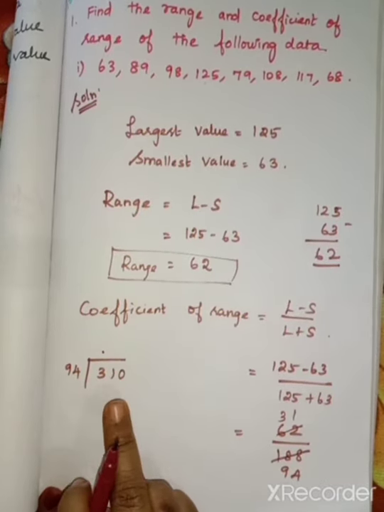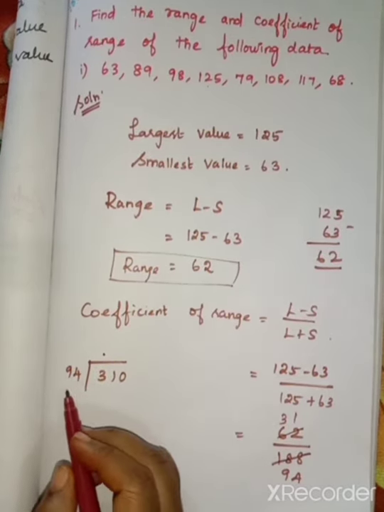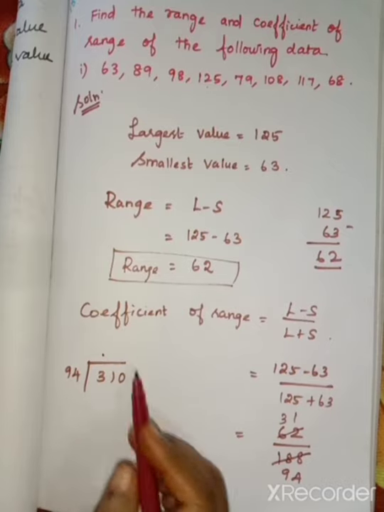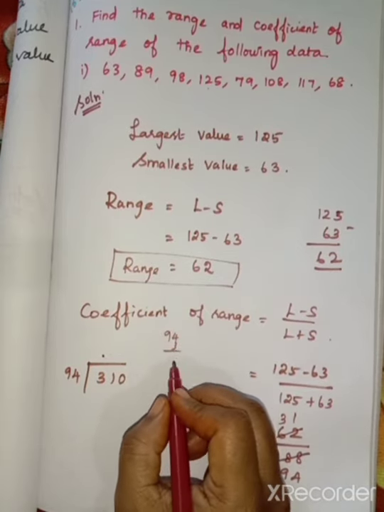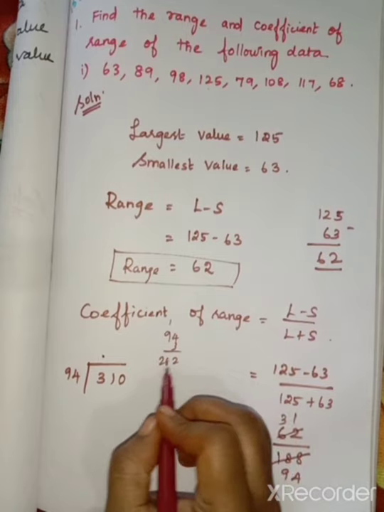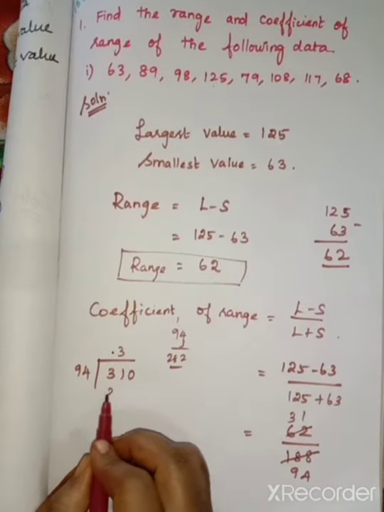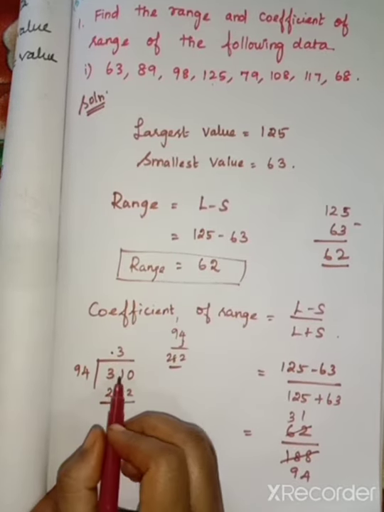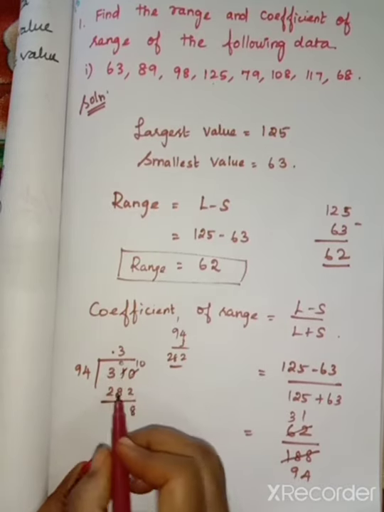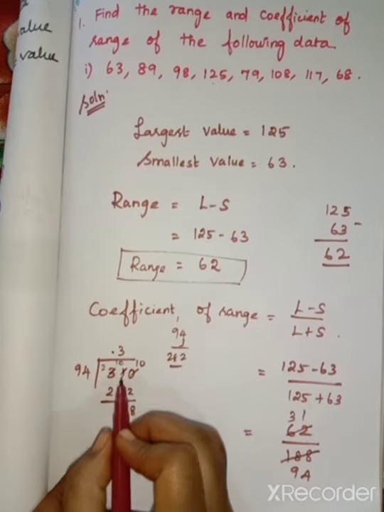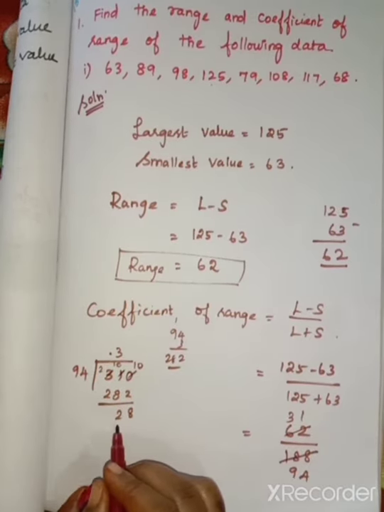So 310, is 310 divisible by 94? If you multiply 94 with 3: 4 3s are 12, 9 3s are 27, 28, so 282. If you take 4 it will be greater, so take 3 alone, which gives 282. Again we want to subtract. So borrow from the near value. 10 minus 2 is 8. Here 0, 0 minus 8 is not possible, so borrow, it will be 10. 28 minus 2 means 0 alone.